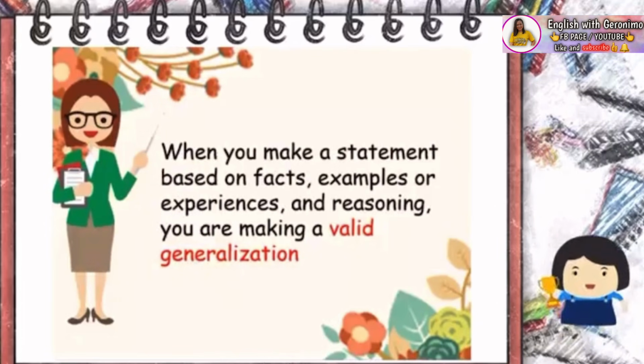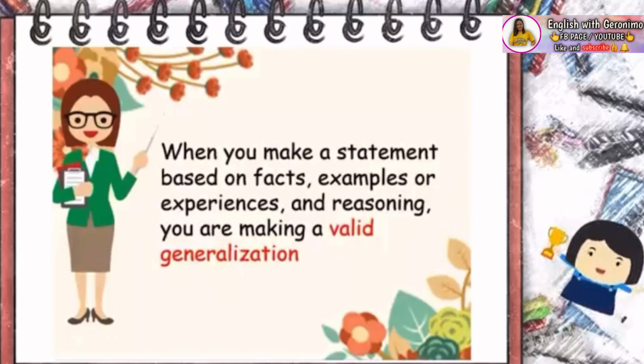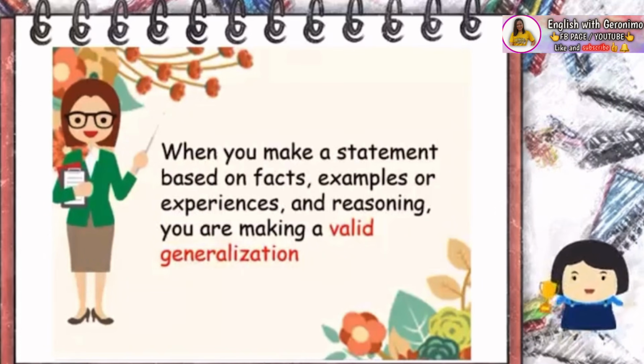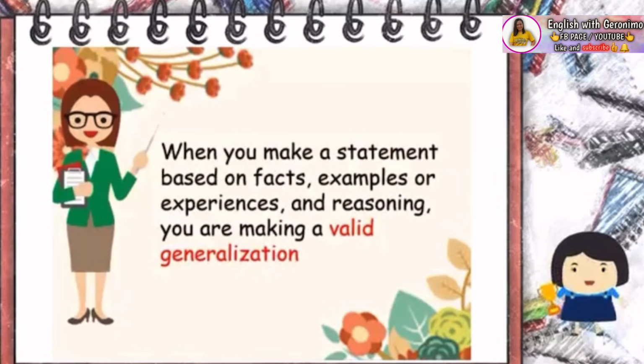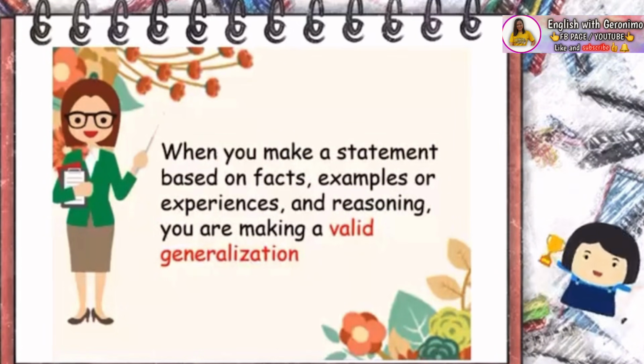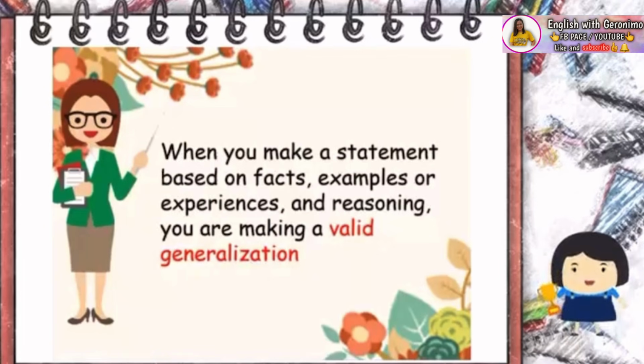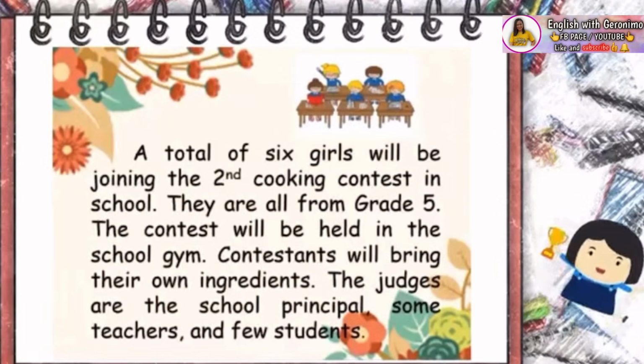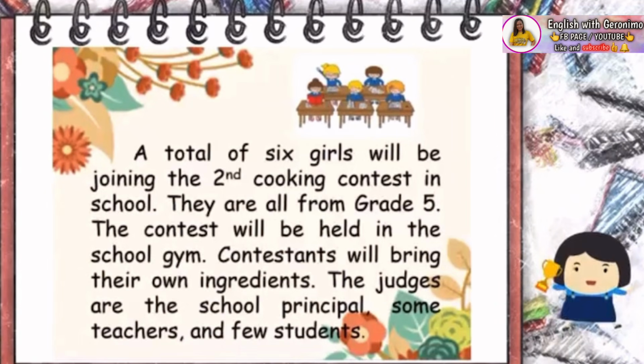When you read, you may see ideas about groups of people, animals, or things in common. We read a lot of information. Sometimes we just have to summarize this information to remember them. What you read and what you already know helps you to make a general statement about them. When you make a statement based on facts, examples, or experiences and reasoning, you are making a valid generalization. Let's read the paragraph below, then answer the questions that follow.